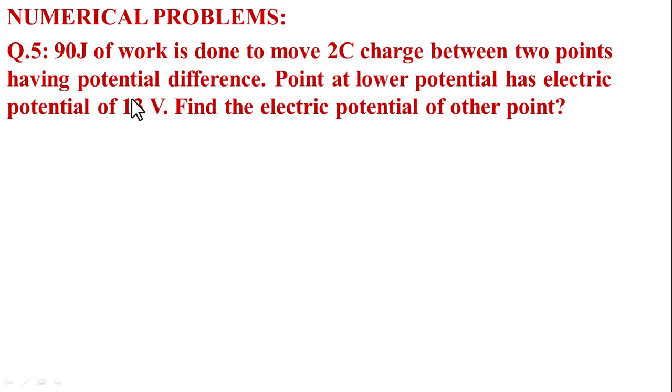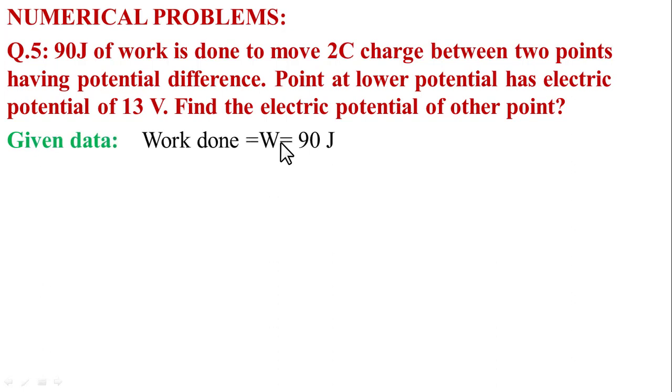90 joule of work is done to move 2 coulomb charge between 2 points having a potential difference. The point at lower potential has an electrostatic potential of 13 volt. Find the electric potential of the other point. Now, according to the given statement, first of all write the given data.